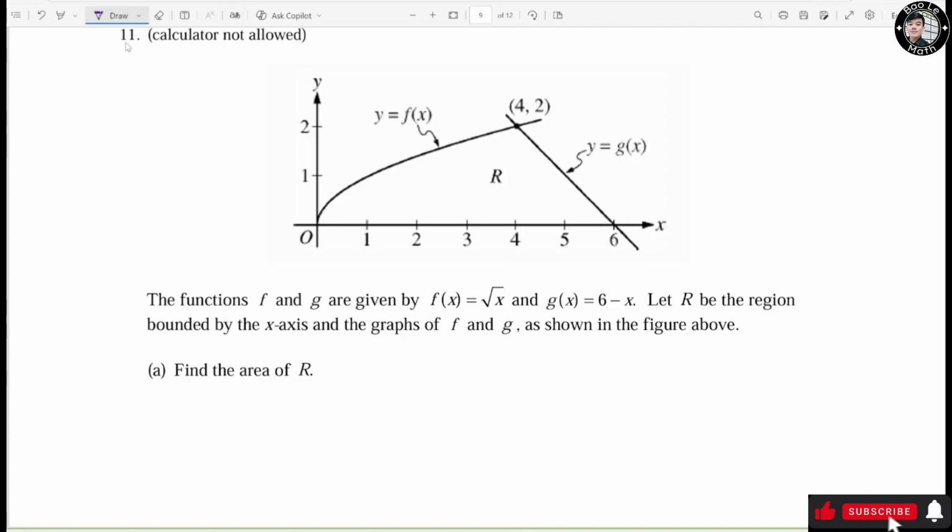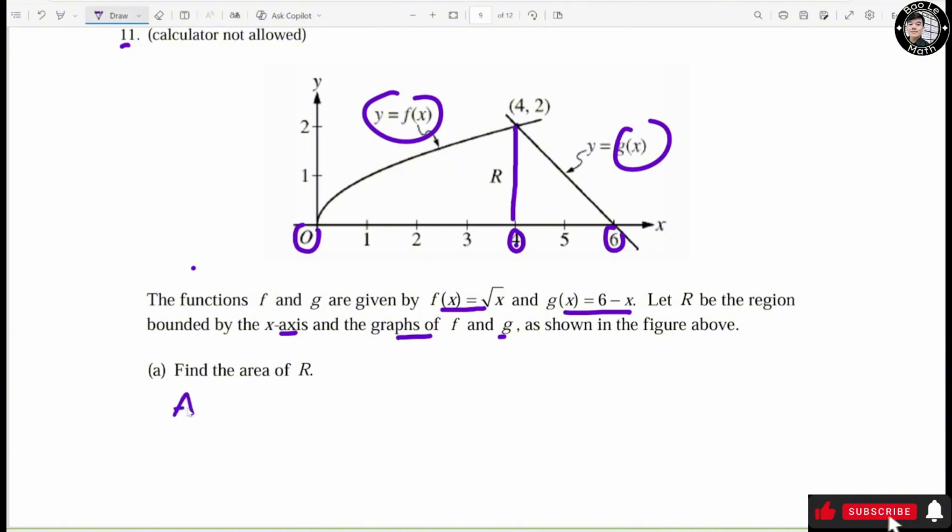Now let's move on to question 11. The functions f and g are given by f of s equals square root of s and g of s equals 6 minus s. Let R be the region bounded by the x-axis and the graphs of f and g as shown in the figure above. Find the area of the region R. Alright, so we need to separate this one into two sections. The integral from 0 to 4, the top is this guy, and the integral from 4 to 6, the top is this guy.